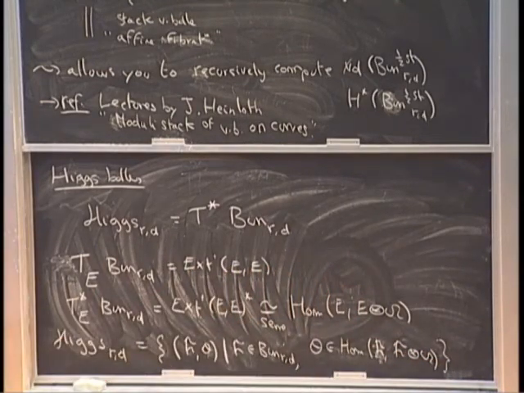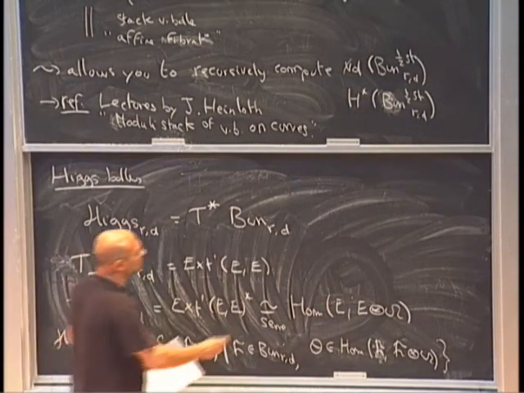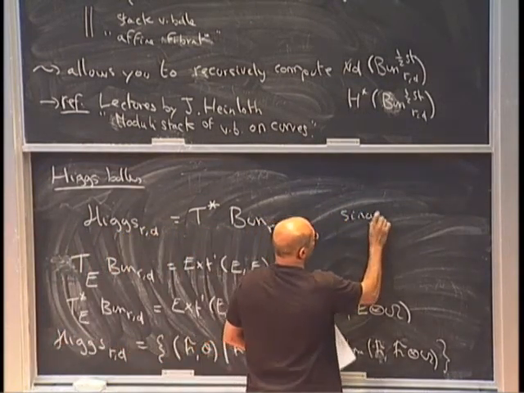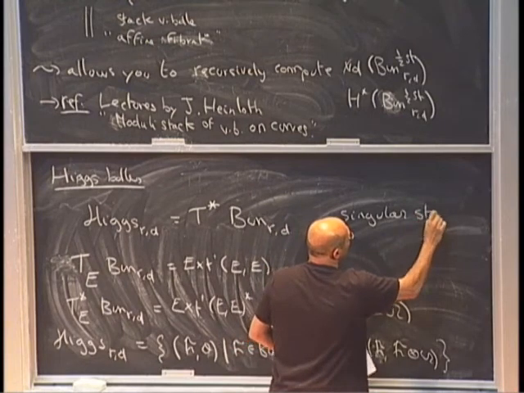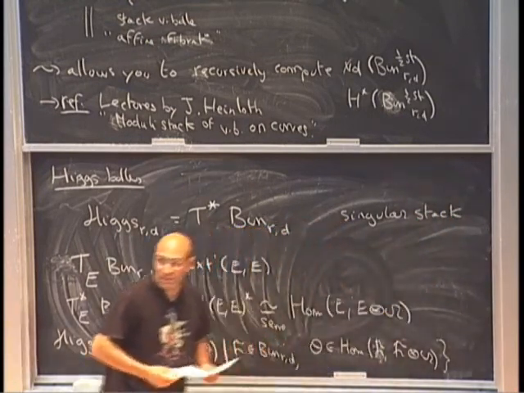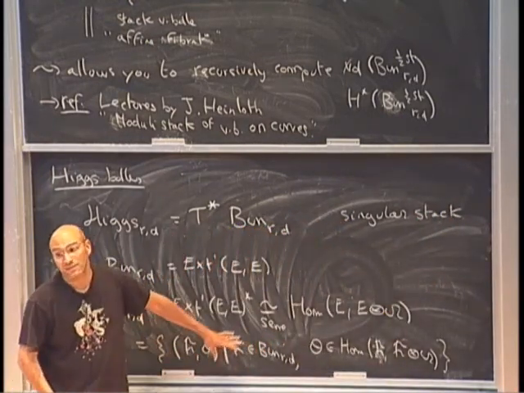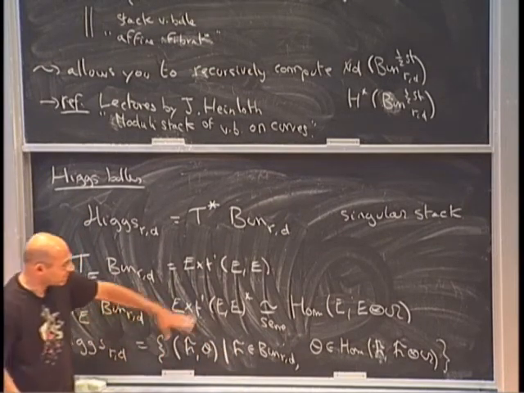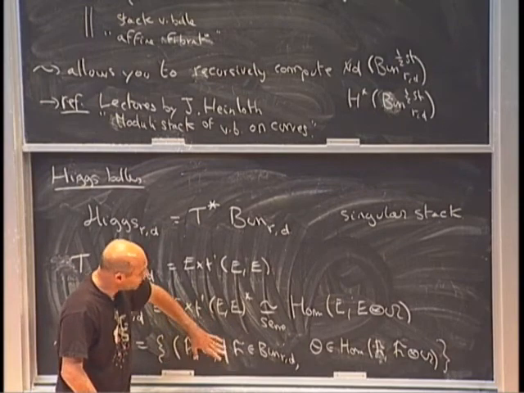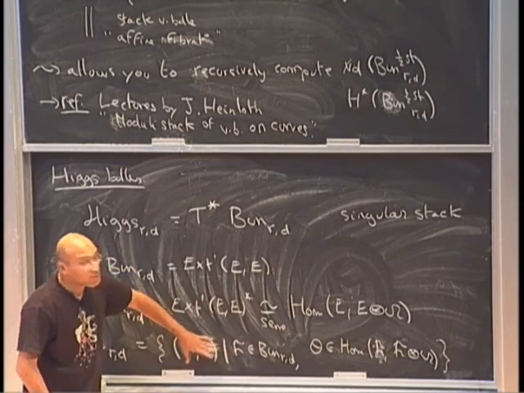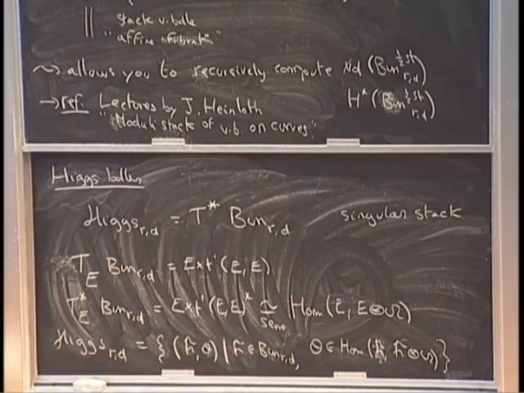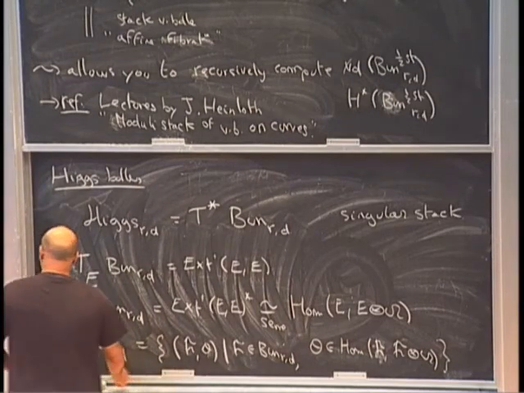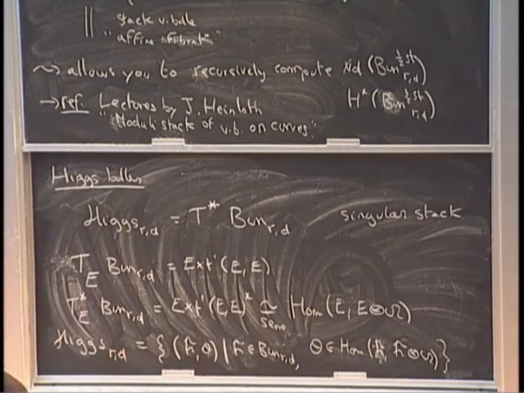Okay, and this is a singular stack. And one way to see that this is singular is, again, as Victor explained, this is the moduli stack of objects in some category of Higgs bundles or coherent Higgs sheaves. And this is a category of global dimension 2. So it's not smooth.